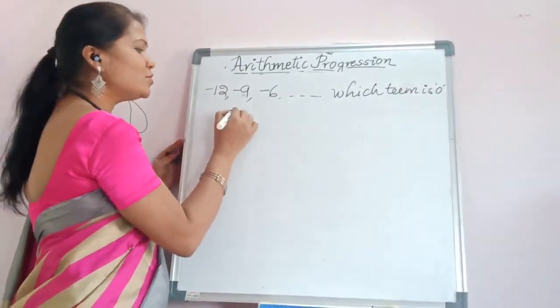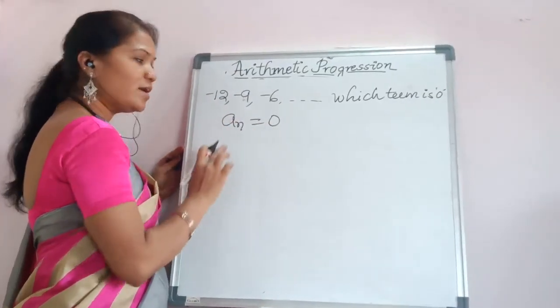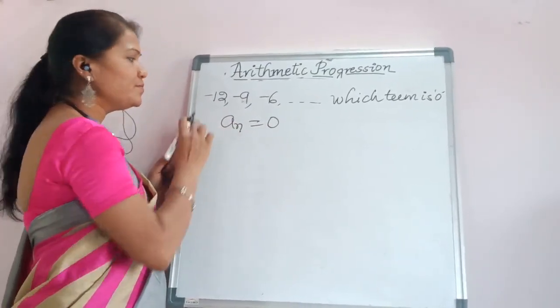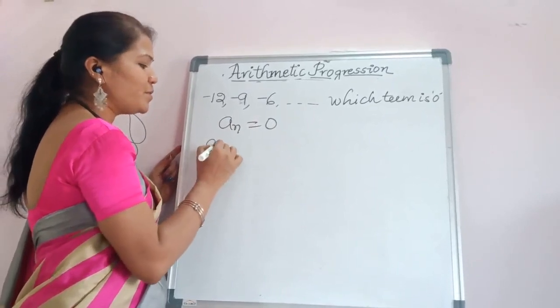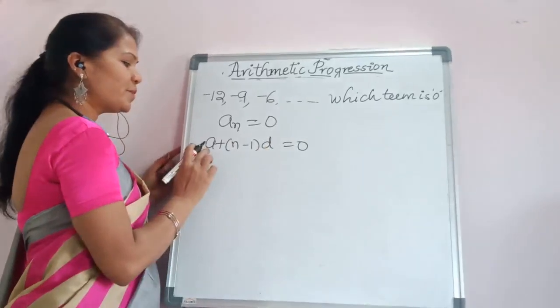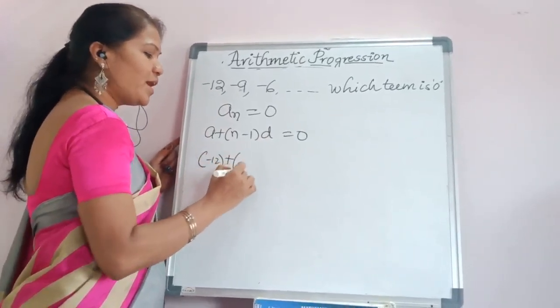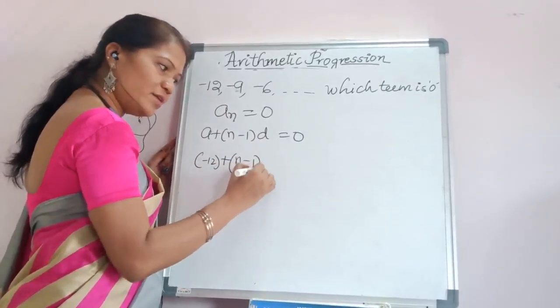So for that I don't know the term now. Let it be an. So I have to find an is equals to 0. I will have to find n. Right? So what is our an formula? a plus n minus 1 into d is equals to 0. Substitute a. a is our first term, minus 12. Plus n minus 1, n only I have to find, into d.